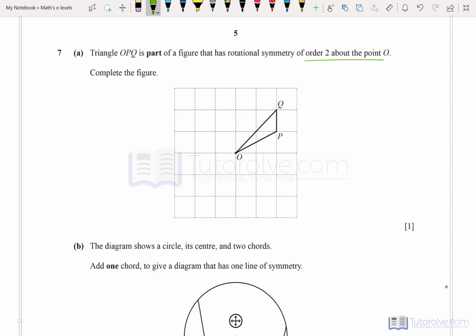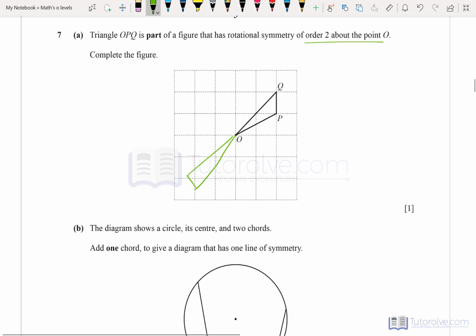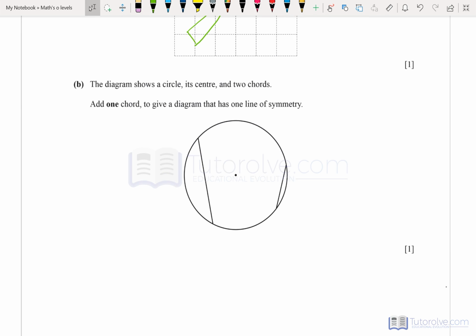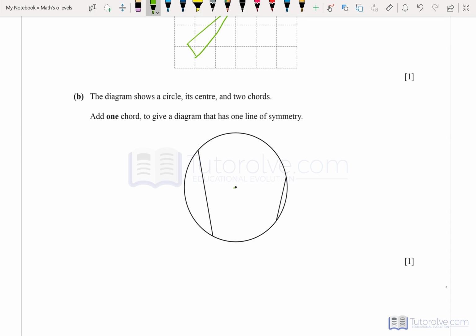So basically, if you continue this here and make this, you would have a shape with order 2 symmetry. So now the diagram shows a circle with its center and 2 chords. We have to add one more chord so the diagram has one line of symmetry. So basically, you can use this dot here to guide you. Either this can be your line of symmetry and you can make a chord here, or there's another option. You can also make this your line of symmetry and you can make another chord here. So either of the two, you can make any one you want.